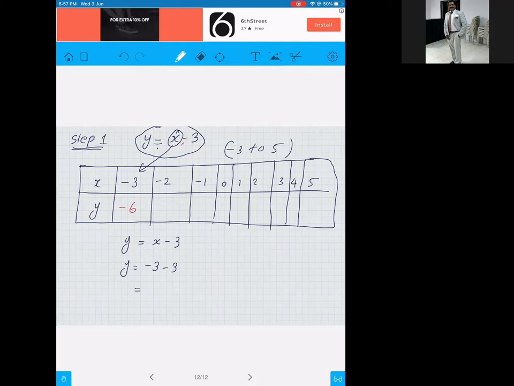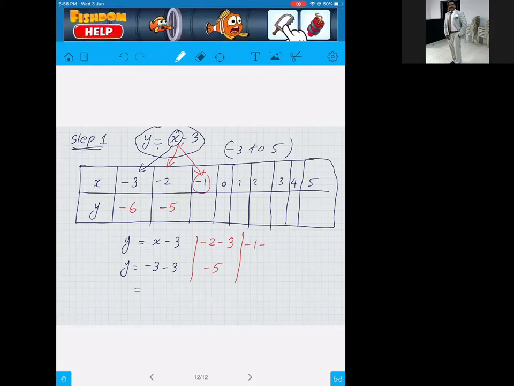Then we have to plug in the next value. That means instead of x, you plug x is equal to -2. So -2 minus 3. So what is -2 minus 3? I hope that is -5, correct? Then you plug in, instead of x, you plug -1. So -1 minus 3. That is the equation, right? So -1 minus 3. We are getting -4.